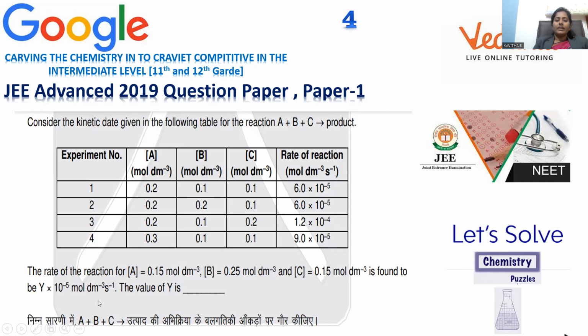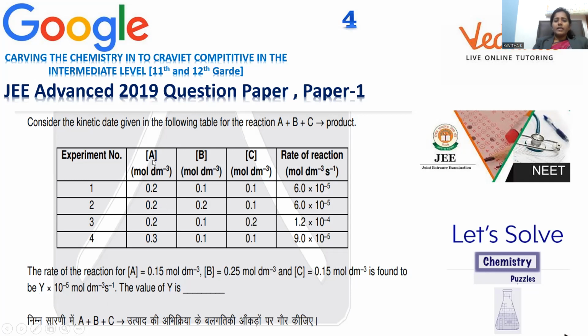This is the data provided, and the rate of the reaction for A equal to 0.15 mole decimeter inverse cube, B concentration 0.25 mole decimeter inverse cube, C concentration equal to 0.15 mole decimeter inverse cube, is found to be Y into 10 to the power negative 5 mole decimeter inverse cube second inverse. The value of Y is? So these are the concentrations provided. At these concentrations, what will be the rate of the reaction? The 10 to the power negative 5 is already given; Y is to be identified.